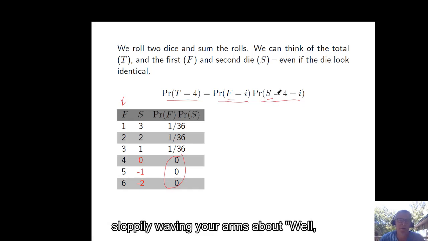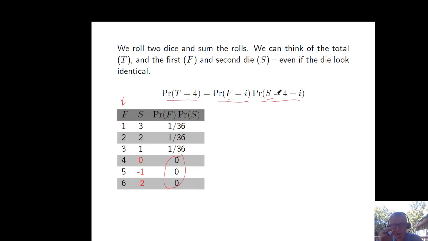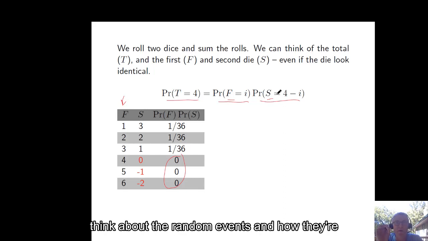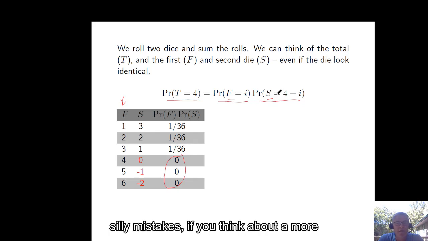So just thinking about it in terms of the events and not sort of sloppily waving your arms about, well, there's 3 ways to get this and 2 ways to do that. It really is clearer if you think about the random events and how they're related to each other, and you can avoid a lot of silly mistakes if you think about it more clearly in this manner. So that's why I emphasize notation so much.